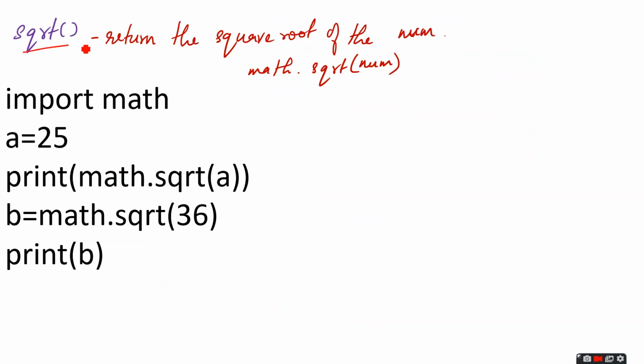Next is the square root function. Square root function is used to return the square root of the number. So we'll write like this: math dot square root. Inside the parenthesis, we will give the number. Now import math, a equal to 25. Print math dot square root of a. Square root of 25 is 5. 5 will be displayed. B equal to math dot square root of 36. That is 6. B refers to value 6. Print b, 6. This is the output. In this way we can find the square root of a number.